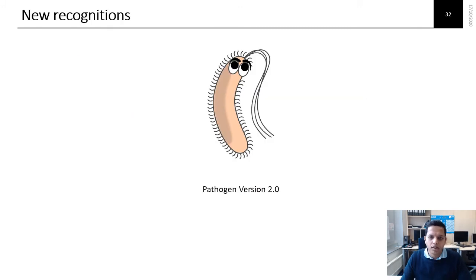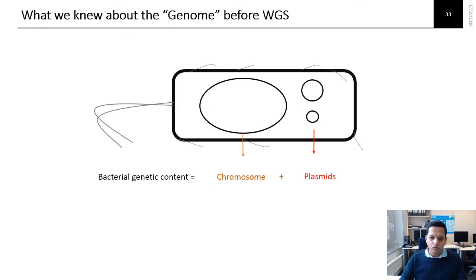With genome sequencing, we could identify genetic elements that we could not capture previously due to limitations of technique. Now let's see one example of this. Before whole genome sequencing, what we knew as the whole genome of a bacterium comprised a chromosome, plasmids, and possibly DNA or RNA of prophages.